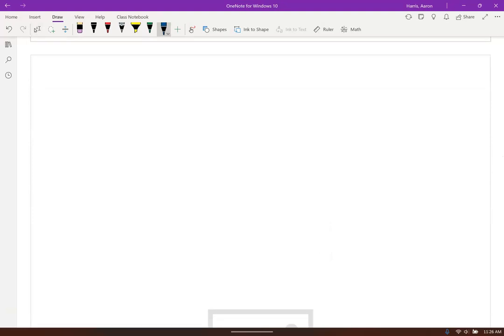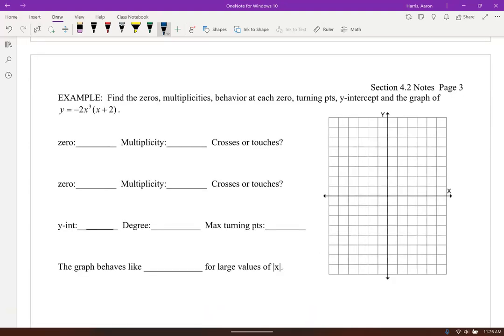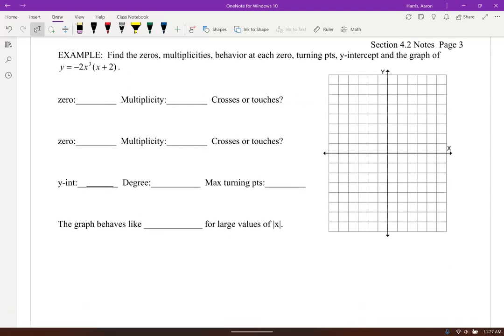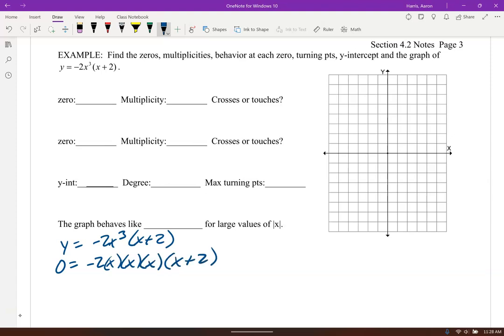So next one. This one we got -2x cubed times x plus 2. Let's go ahead and start with finding our zeros. Here's our equation. -2x cubed, x plus 2. Find the zeros, where are the x-intercepts? So this is like x, x, x, and then we got x plus 2, right? So we set each of those factors equal to 0. So x equals 0, x equals 0, x equals 0, x plus 2 equals 0.